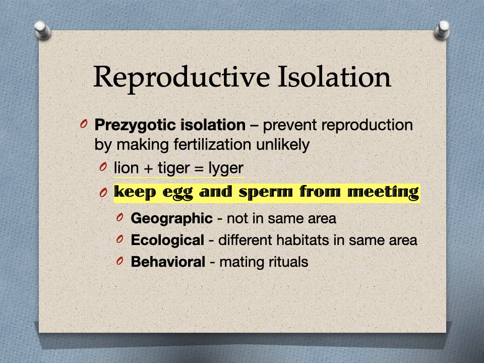Easy way to do that is not to be in the same area. That's geographic. Ecological, you can be in different habitats in the same area. There are examples of snakes, a water snake and a land snake, and they don't meet because one stays really close to the water and the one stays out on the land. And behavioral, the different mating rituals. So if you don't do the right dance, you don't entice anybody to mate with you.